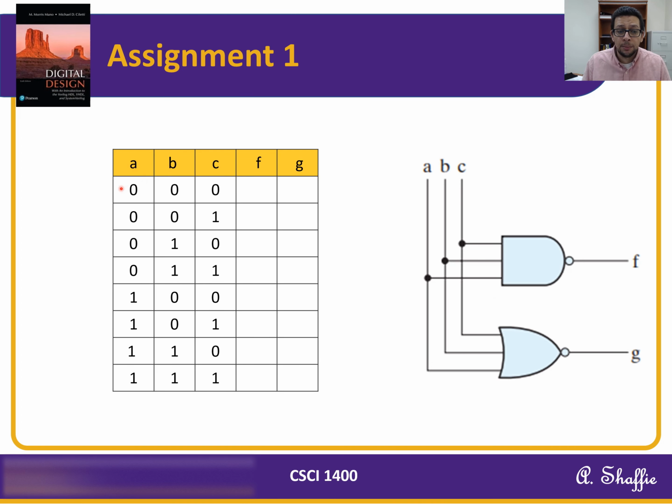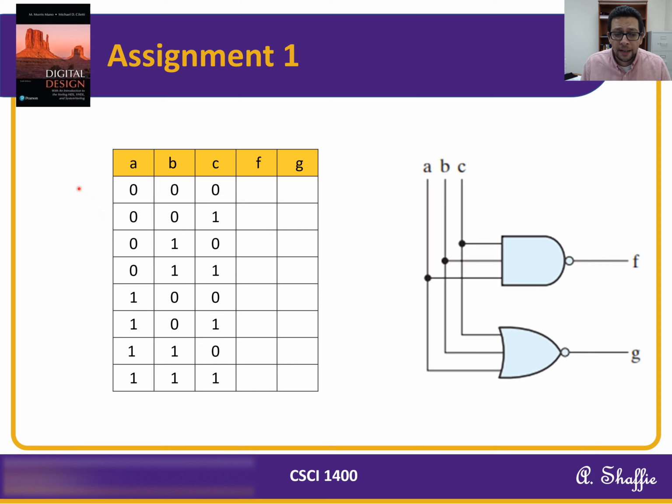I list the inputs in alphabetical order. The inputs are A, B, C, so I put A first, then B, then C. After that, I add the outputs. I have two outputs, F and G, so I add F and I add G. I list all the possible combinations of the inputs in ascending order.